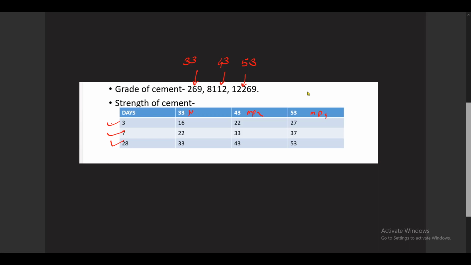Suppose we take the first case over here. For 33 grade cement, the 3 days strength should not be less than 16 MPa in any case. Similarly, for 43 grade cement, the 3 days strength should not be less than 22 MPa. Similarly for 53 grade, the 3 days strength should not be less than 27 MPa. So remember these tables. A question may be framed such as 43 grade and 7 days strength. We will discuss that in the next session.